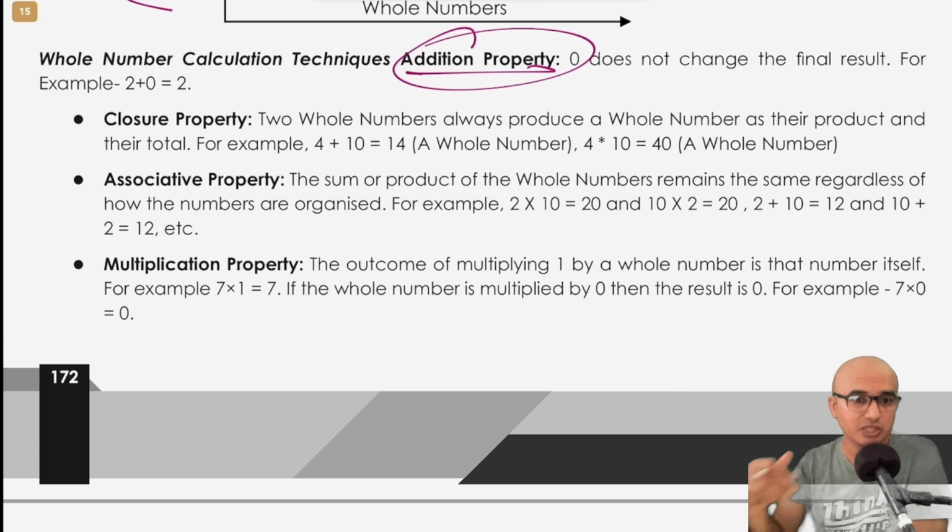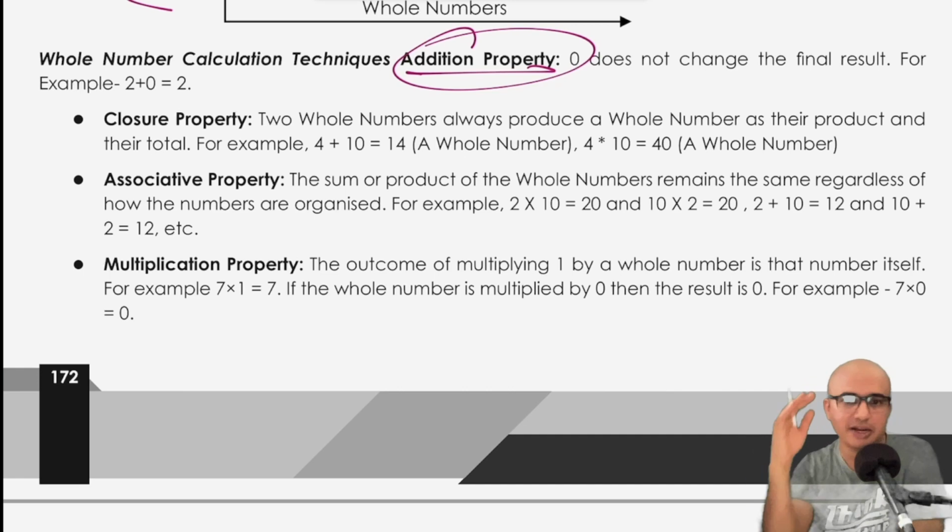So then comes the closure property. So now imagine your numbers are all friends at a party.